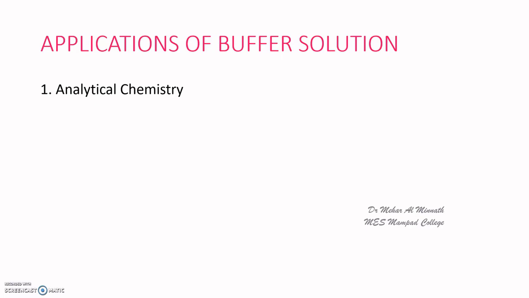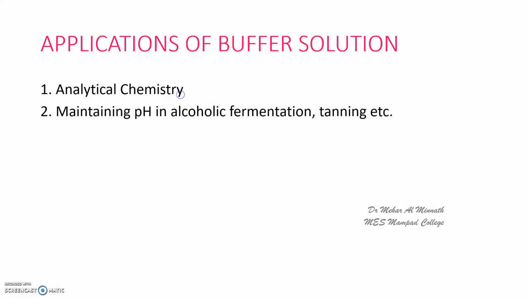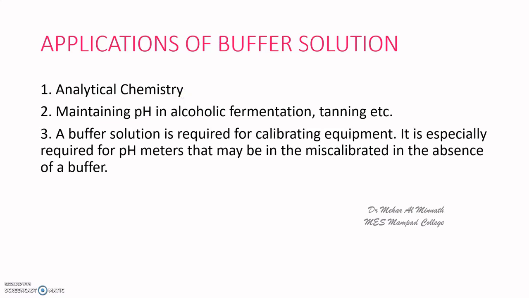So when you add a buffer, the pH of the solution will not change. We need to maintain a constant pH, then only we get good results. So that's the application of buffer solution in analytical chemistry. Then for tanning of leather and fermentation, the pH is to be maintained, so we add buffer solution. Then for calibrating various equipment, particularly pH meters, we need buffer solution so that constant pH is maintained. So for the calibration of sensitive equipment like pH meters, we need buffer solution.